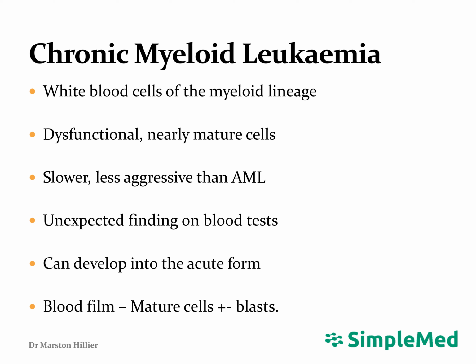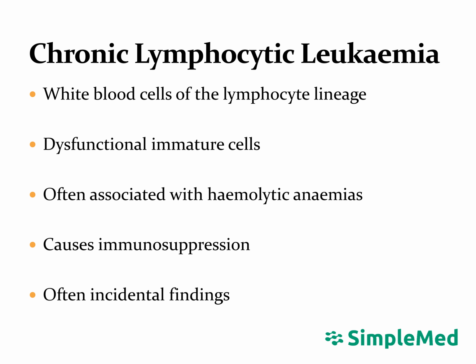CML, or chronic myeloid leukemia, is a chronic leukemia affecting the myeloid cell lineage. Consequently, CLL is a chronic malignant process of the lymphocytic lineage. The hallmarks of CLL would be a very high white cell count on a blood test of specifically mature lymphocytes. CLL is often associated with a hemolytic anemia.